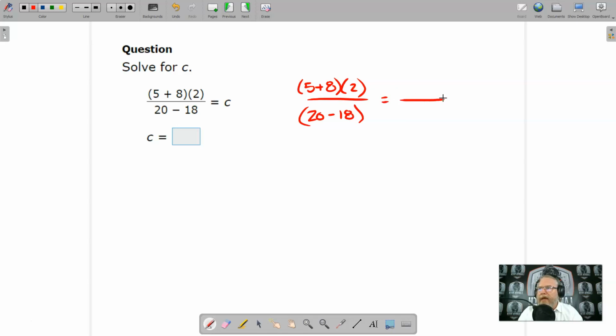So let's go ahead and simplify the numerator. 5 plus 8 is 13, and we're going to multiply that times 2. And let's go ahead and do the 20 minus 18. And 20 minus 18 is 2. Now, I could cancel those 2's out, but we won't do that. That's another lesson as well. So let's just do 13 times 2 is 26. And let's bring that 2 over. Now we have 26 divided by 2 is 13. So C equals 13.